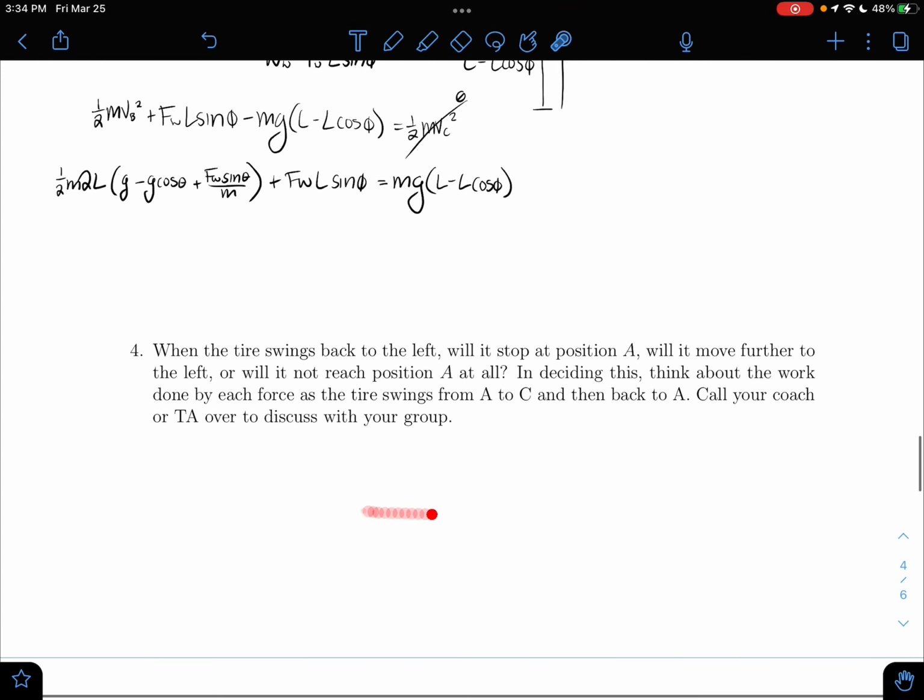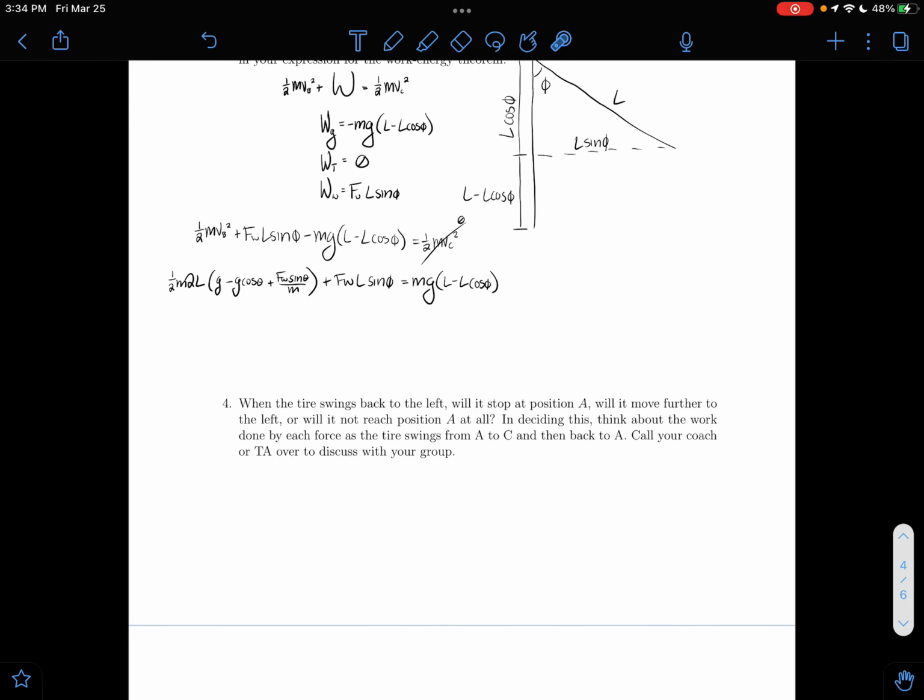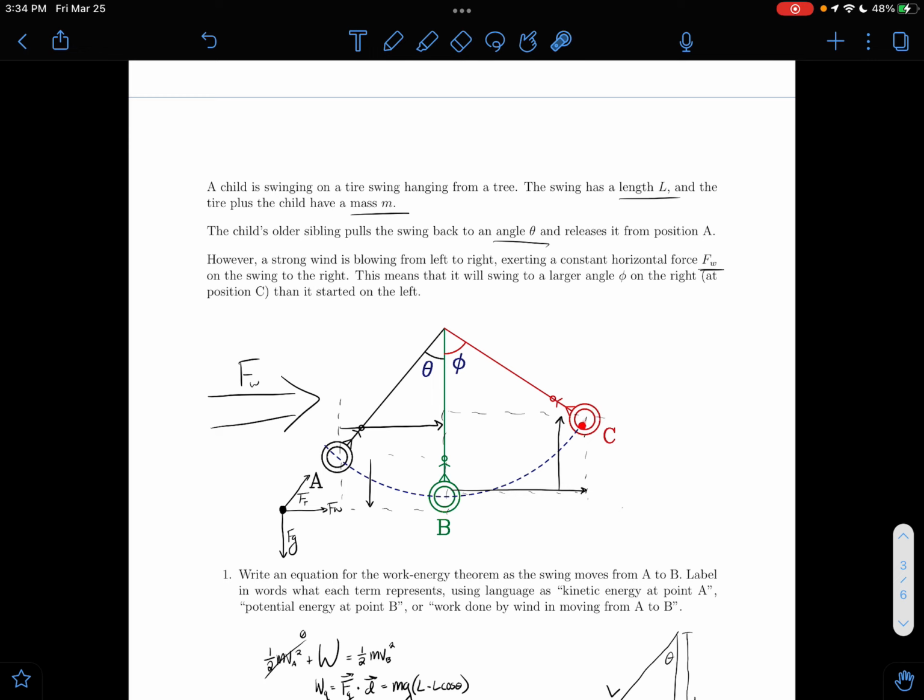Okay. So when the tire swings back to the left, will it stop at position A, go further than position A, or not make it at all? So when we're looking at this, we start over here, we swing all the way over. Now we're trying to figure out whether or not when we swing back, we make it all the way to A, or if we go further, or if we don't go as far.